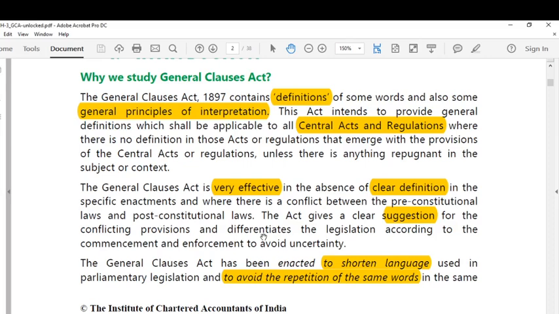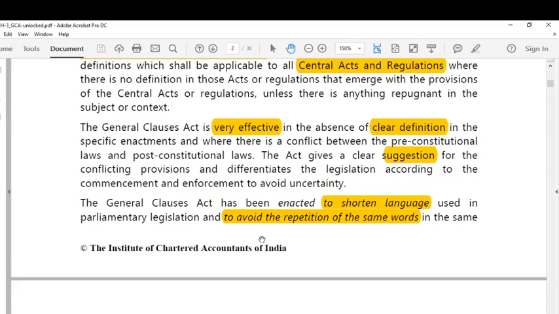So to resolve the conflicts, the definitions and the content available in the General Clauses Act is very useful. And the General Clauses Act gives a clear suggestion for the conflicting provisions and differentiates the legislation according to the commencement and enforcement to avoid uncertainty. Right. The General Clauses Act has been enacted to shorten language used in the parliamentary legislation.